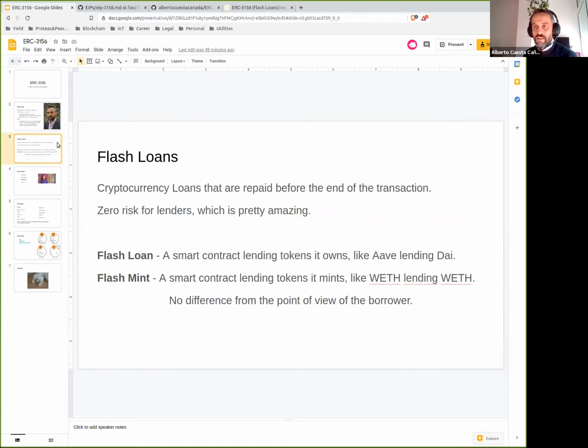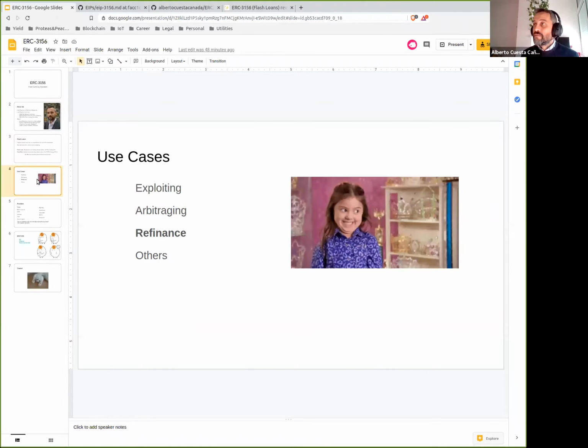So, but it only lasts for like 15 seconds. What can I do with that for 15 seconds? It turns out that you can do a bunch of stuff. First, you can use it to exploit other contracts. Great. So that's the most known use case.